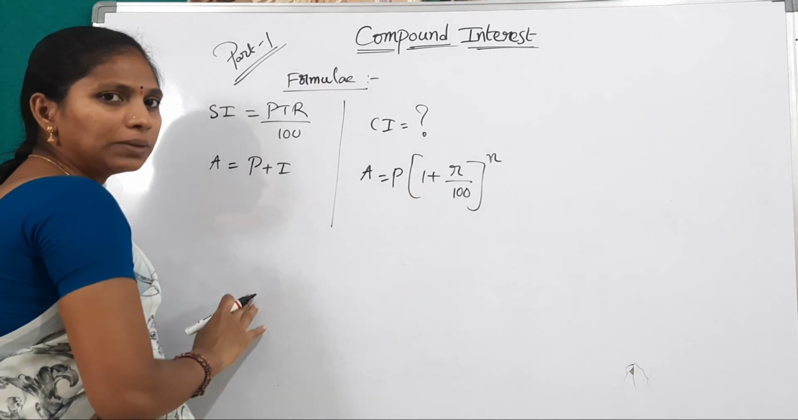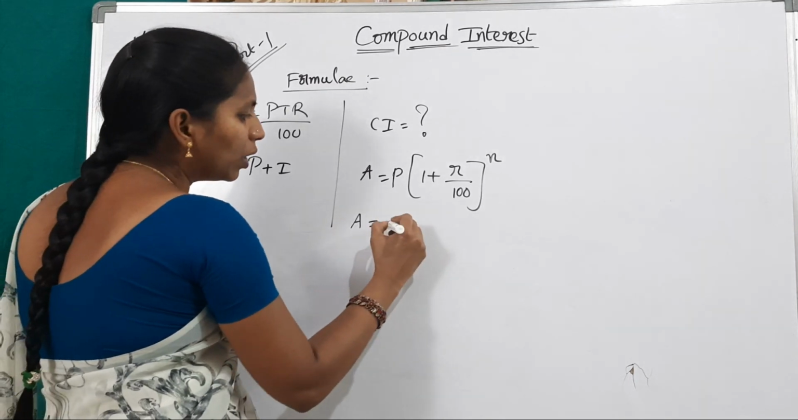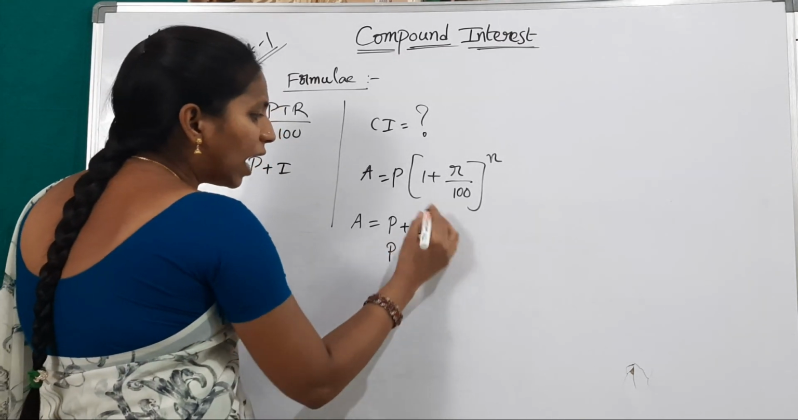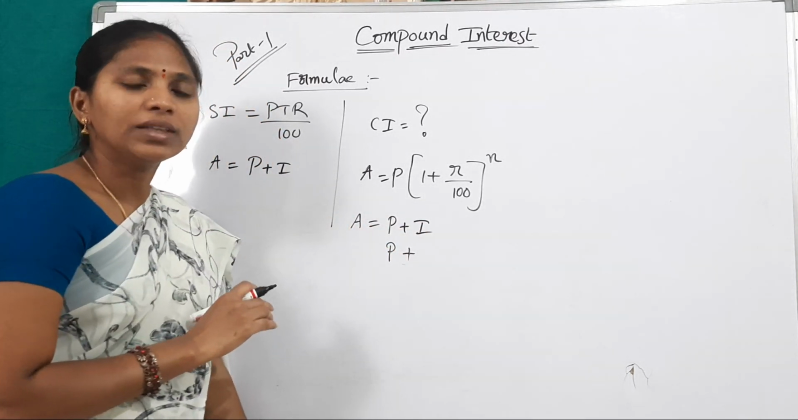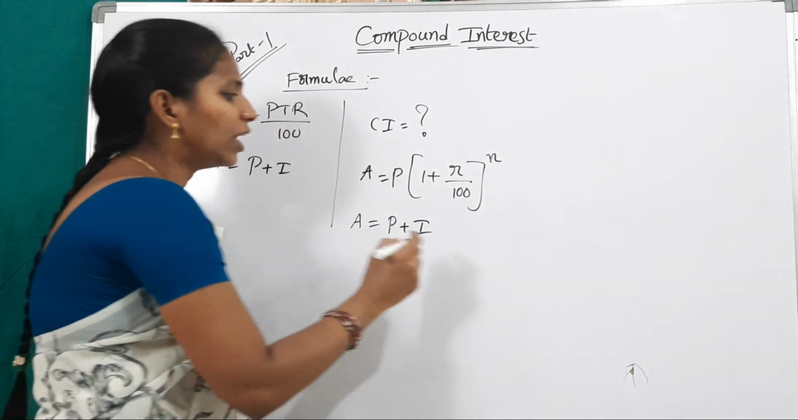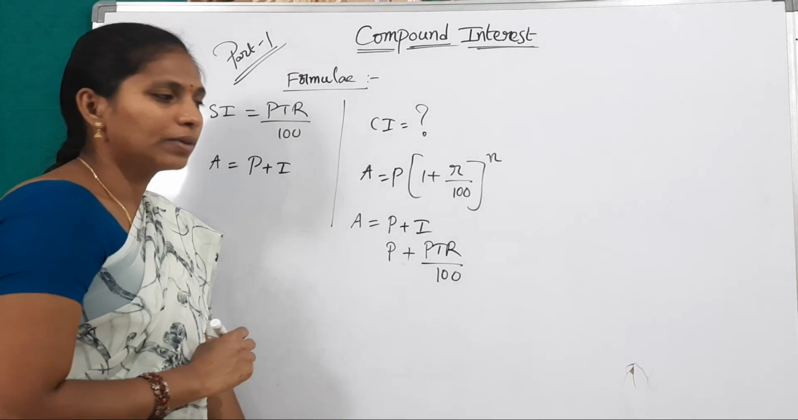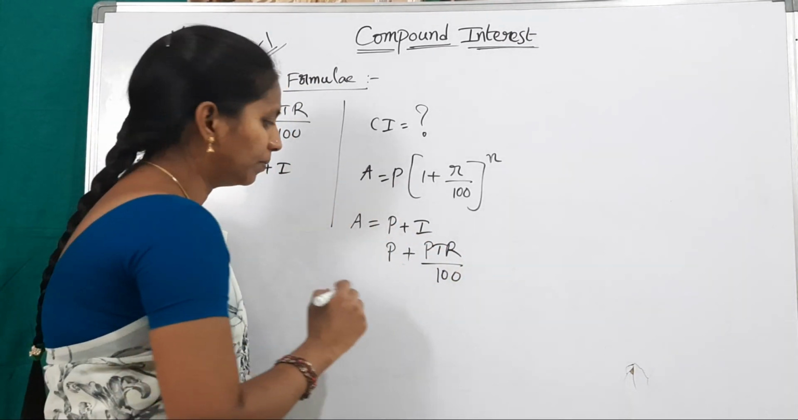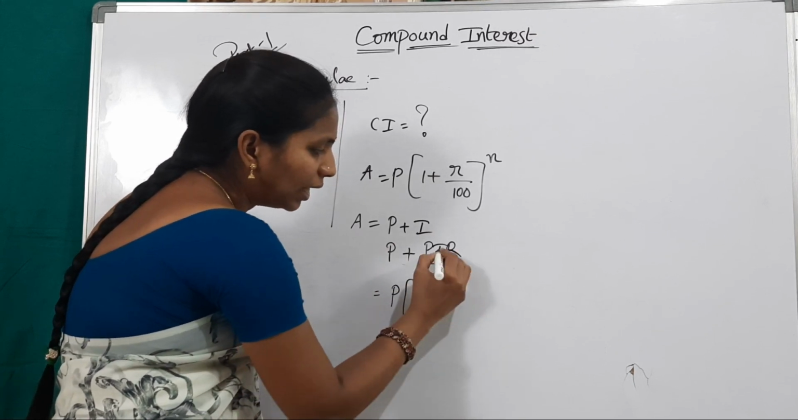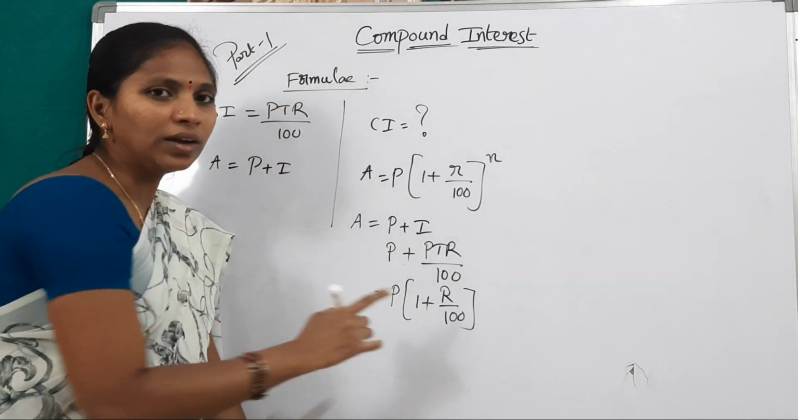How do we get this formula? See, what is the formula for amount? A equals P plus I. Here P plus I, the interest for the first year, is the same in simple interest and compound interest. What is the formula for the first year? PTR by 100. What is the value of T? That is 1. So here P is common, 1 plus R by 100. This is for the first year.